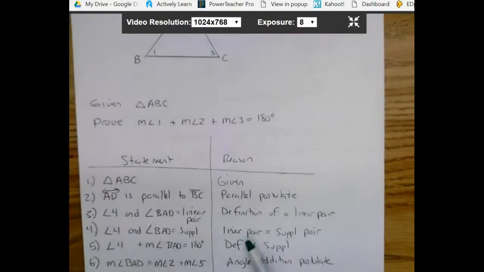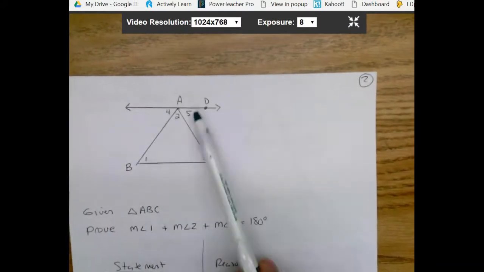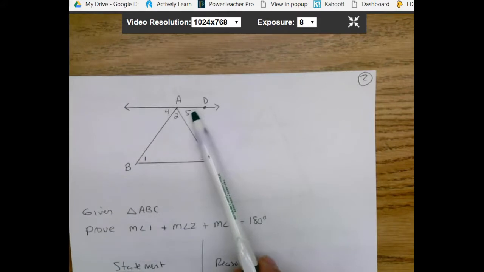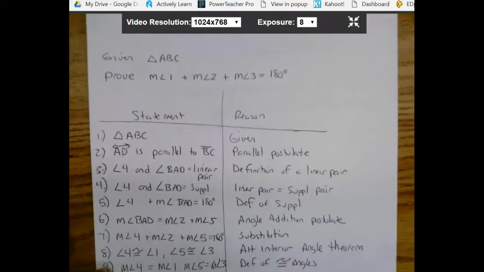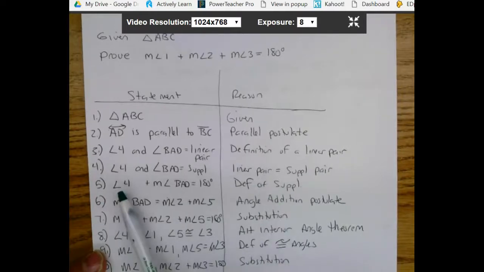But then we also should remember that these three angles are linear angles, they equal a line, so they also equal 180 degrees. So that would actually be our statement 4. We could restate that, and we could say the measure of angle 4 and the measure of angle BAD are supplementary. So that linear pair are supplementary, and then we can define that supplementary and say the measure of angle 4 plus the measure of angle BAD equals 180 degrees.